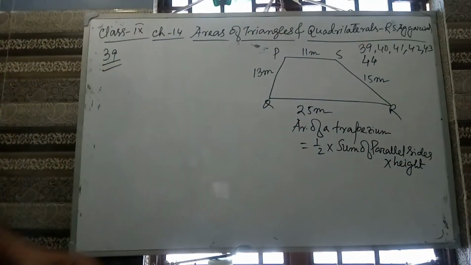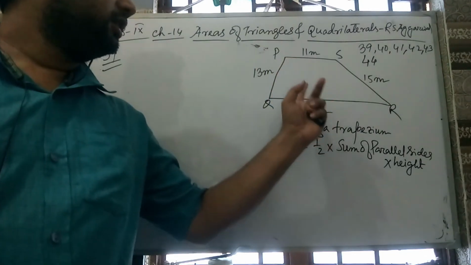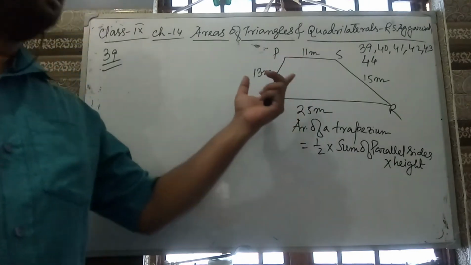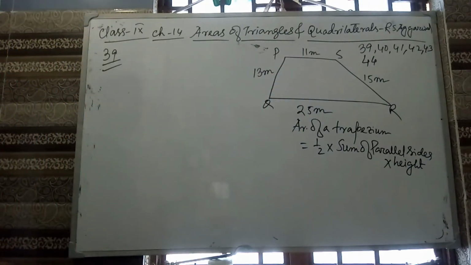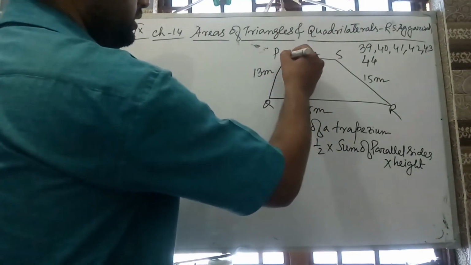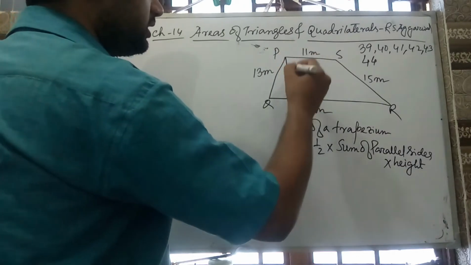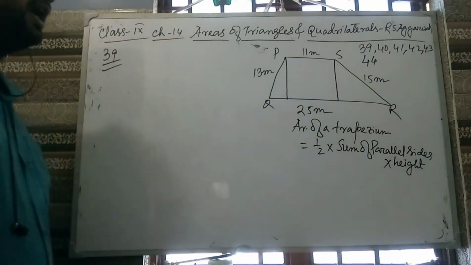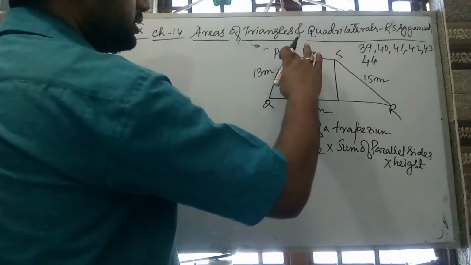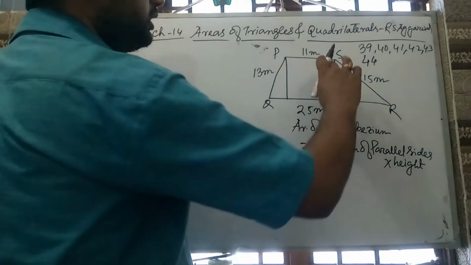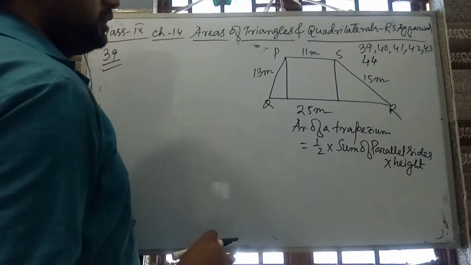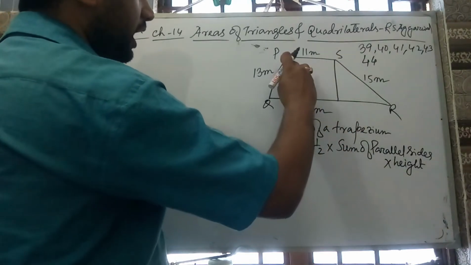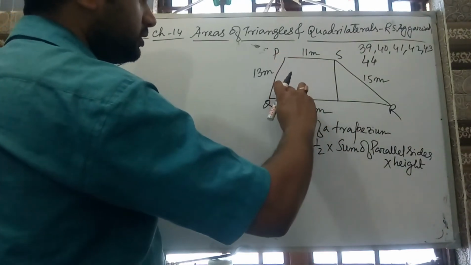Look here, we know the parallel sides, 11 meter and 25 meter. So we can easily sum them up, that is 36. But what we don't know is the height. Height means the perpendicular distance between the parallel sides. So either you can consider this one as the height or this one as the height. Okay. So we are taking this one as the height, so I am erasing this one.